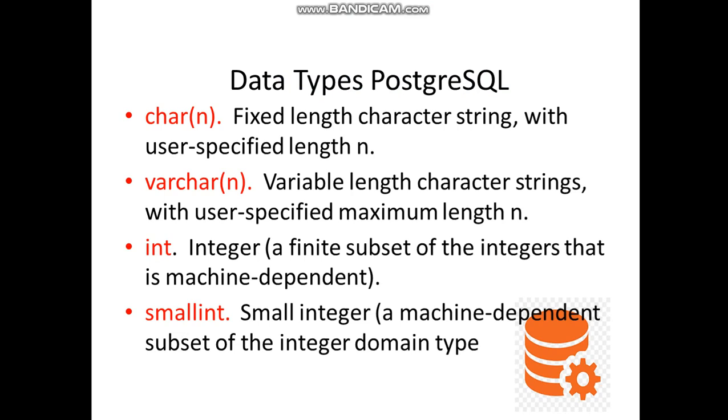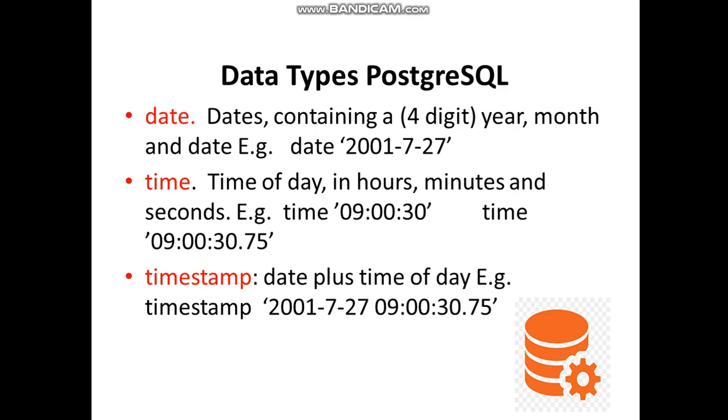Next is int. Int means integer, a finite subset of integers that is machine dependent. Next is small int, a machine dependent subset of the integer domain type. Next is date, containing a 4-digit year, month and date. For example, in single quotes you have to specify the date in this format only. Whenever you write a column name and give it the date data type, that means date of joining or date of birth.